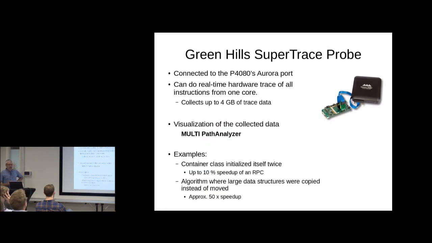Okay, the Greenhills SuperTrace probe is a trace tool that is connected to the PowerPC P4080's Aurora port. It can do real-time hardware trace of all instructions from one CPU core at a time, and it can collect up to 4 GB of trace data. You might think that 4 GB is a lot, but depending on what the core is doing, that could be just a few milliseconds. To visualize that trace data, Greenhills provide a tool called the PathAnalyzer.